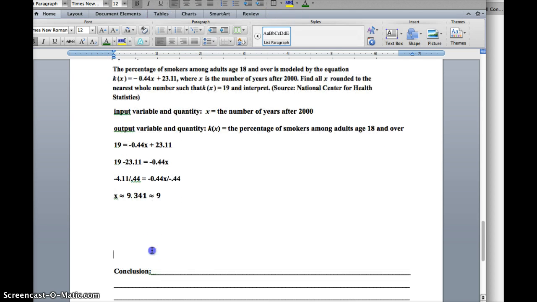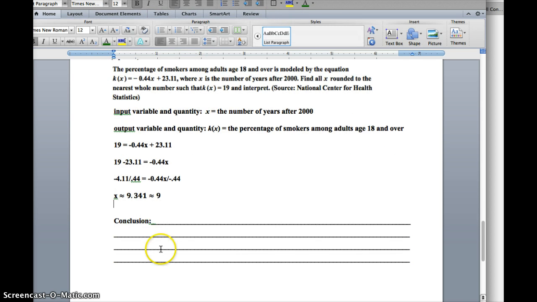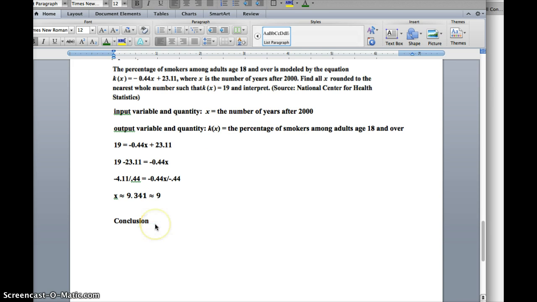And then our conclusion, we're just making a statement about the input and the output. So if x is 9, x is the number of years after 2000, that means we're talking about 2009. So in 2009, since x is 9 and x is the number of years after 2000, what can we say about our output, the percentage of smokers among age 18 and over? Well, oh, look, it's 19. That's what we are given.